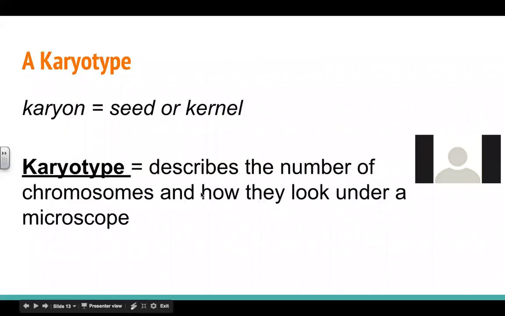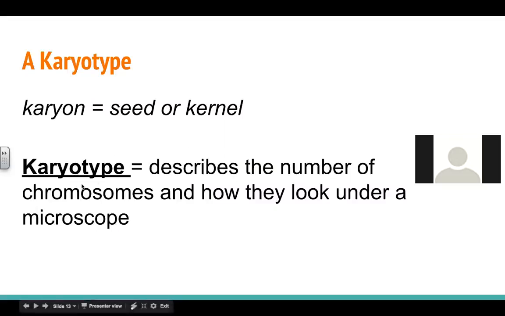So we're going to look at this thing called a karyotype, which is a Greek term. Karyon means seed or kernel, right? In this case, it's in reference to the nucleus. The nucleus of the cell is a seed or a kernel. That's kind of what the Greeks called it. Hence, we have the prokaryote cell, the eukaryotic cell, right? Those karyotic words actually come from Greek.